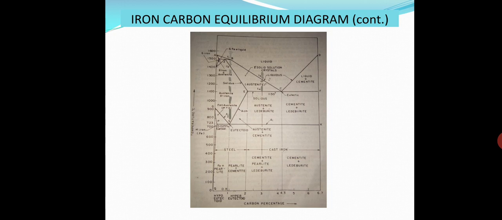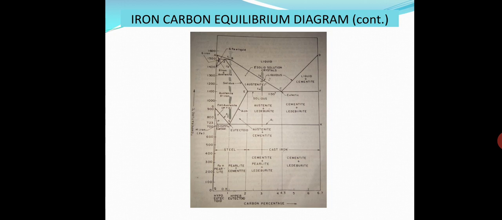So in case of hypoeutectoid steel, where the percentage of carbon is less than 0.8%, ferrite and pearlite result. At the eutectoid point, pearlite results, and above 0.8% up to 2%, hypereutectoid steel, there pearlite and cementite result.